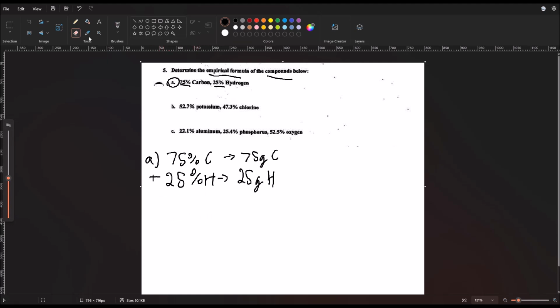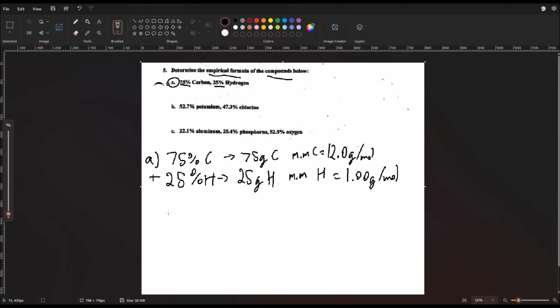And since we have that, let's also find the molar mass of both carbon and hydrogen. If we reference our periodic table, we will see that the molar mass of carbon is 12.0 grams per mole. And the molar mass of hydrogen is going to be equal to 1.00 grams per mole. So, awesome. Now, since we know the grams per mole and we have grams, let's find moles.